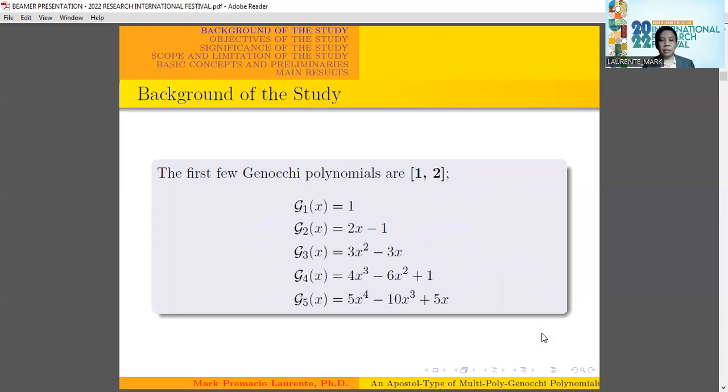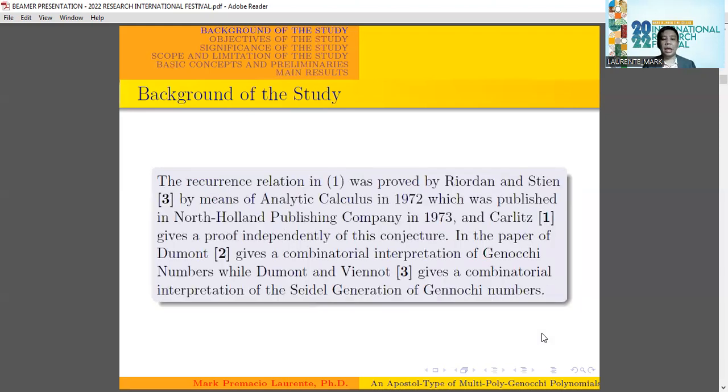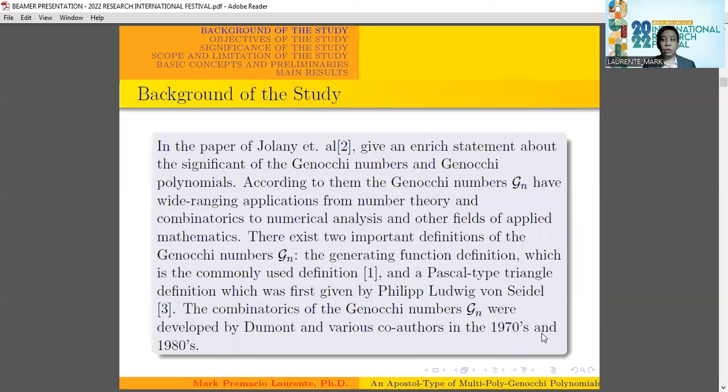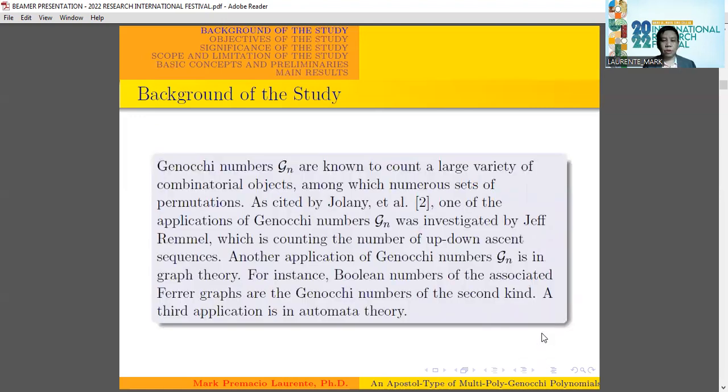Based on references 1 and 2, others working on the recurrence relation include Jordan and Stein, Dumont and Viennot, and Jolany. Jolany and others really worked on these Genocchi numbers. There is more literature on the development from the birth of the Genocchi numbers until the present time, in which many researchers are still working on this kind of number and polynomial up to now.